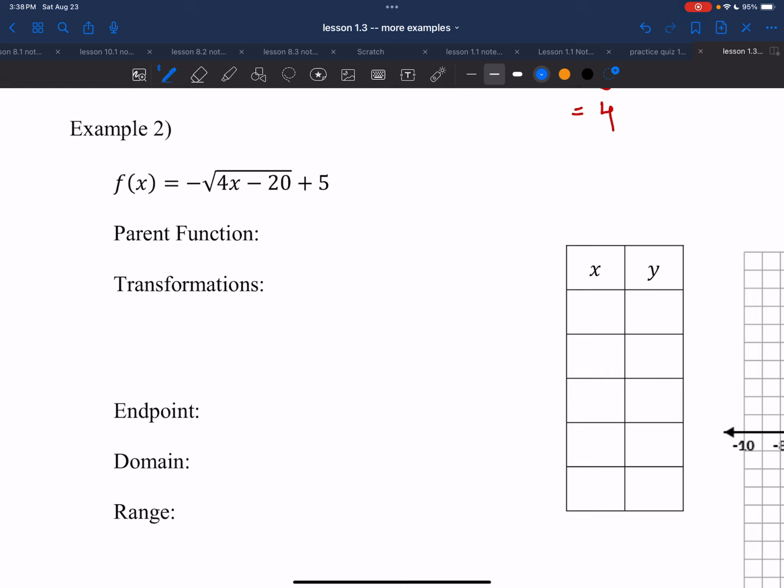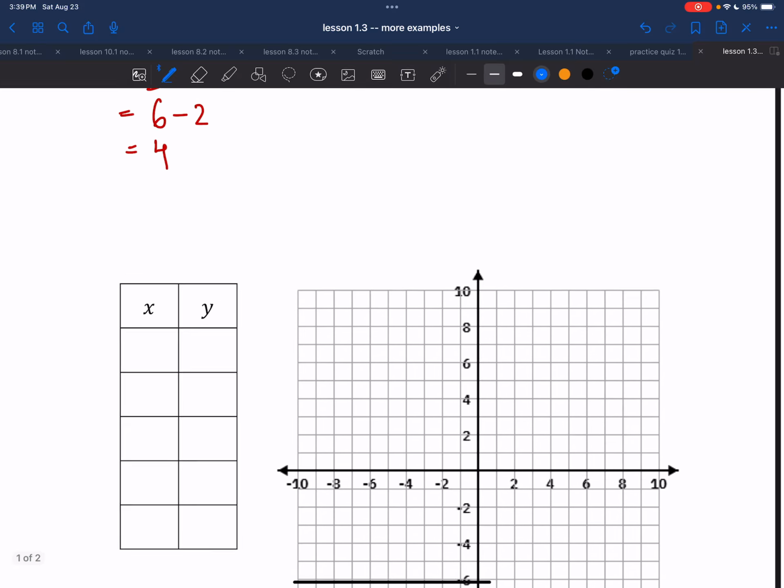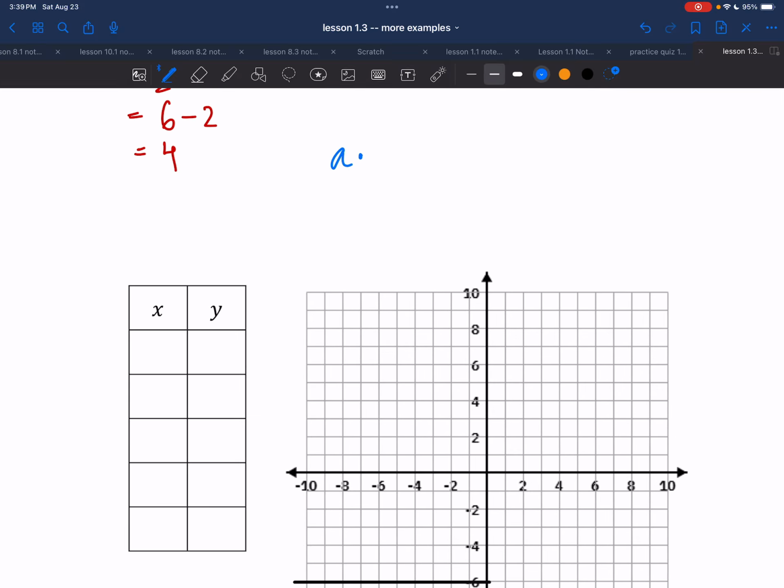Well, I'm going to start off with the same thing I did last time, which is first identify the parent function. That's square root x. And I do know that a square root x function looks something like that, kind of curved there. So I know when I graph this, I need to know an endpoint, and I need to know where it's facing. Now, like the last one, I'm going to write a times f of b times x minus c plus d.